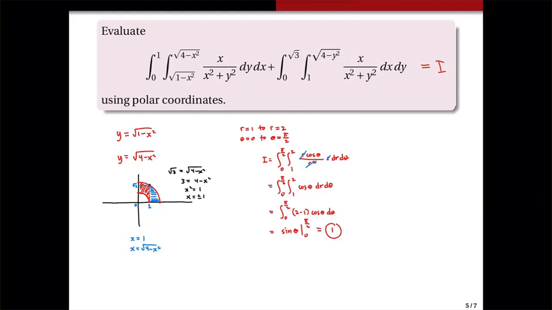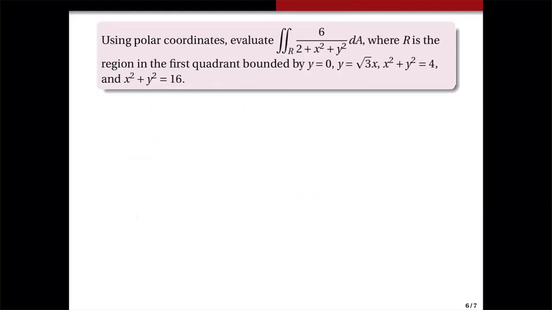Now for our last problem. Using polar coordinates, evaluate this double integral, where R is the region in the first quadrant bounded by y equals 0, y equals square root of 3x, x squared plus y squared equals 4, and x squared plus y squared equals 16. So, for this one, let's first check the region.